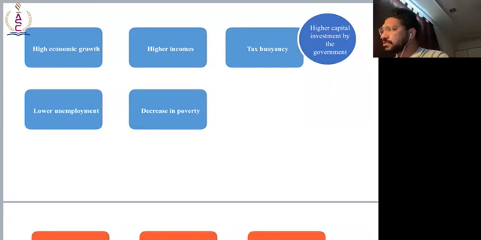And when there is a positive cycle of growth, the revenue that the government gets would be sustainable. And that would indicate that there are strong macroeconomic factors, like the fiscal deficit would be low because the current account deficit would be low. That is because the borrowing dependency of the government would be low because of high economic growth, higher incomes, and tax buoyancy. Now, this would lead to better public services.